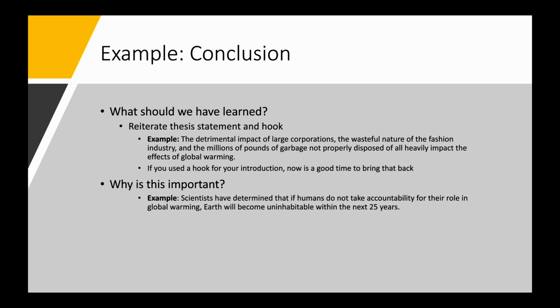If you used a hook in your introduction, now is a good time to bring that back to really tie everything together. And then the last thing that you could talk about within your conclusion is why this is all important. Why is that topic important? So, our example tied to global warming and man made impact is scientists have determined that if humans do not take accountability for their role in global warming, Earth will become uninhabitable within the next 25 years. So, here we tied the topic of global warming to the importance of, we need an Earth to live on. If we do not take accountability, Earth will become uninhabitable.